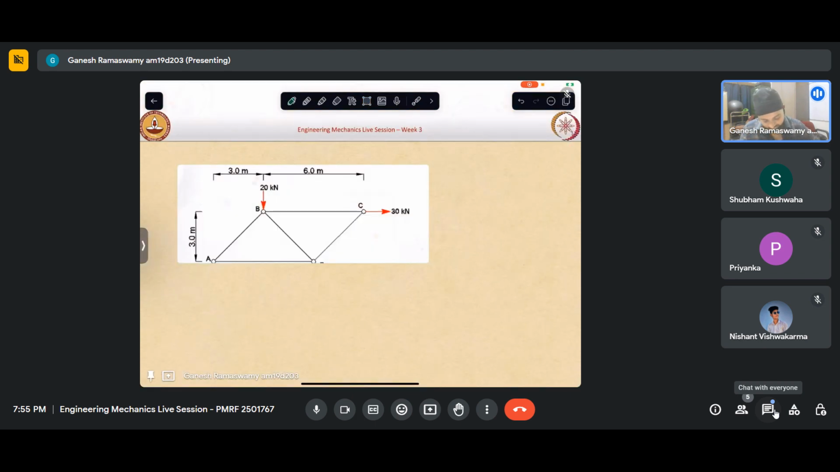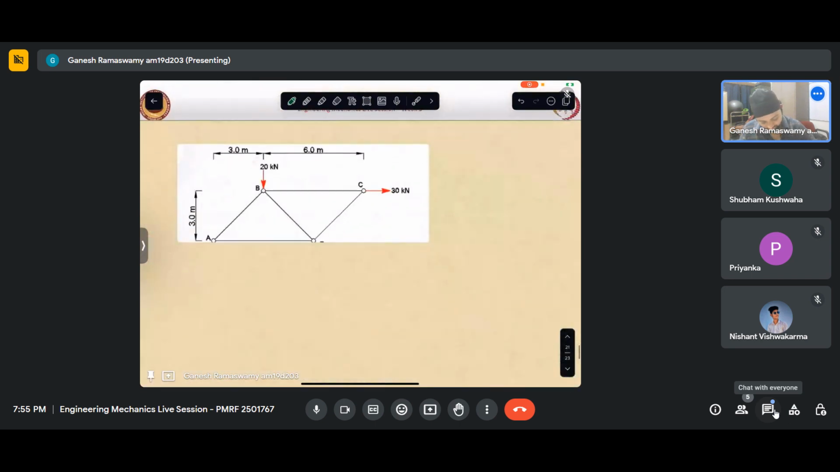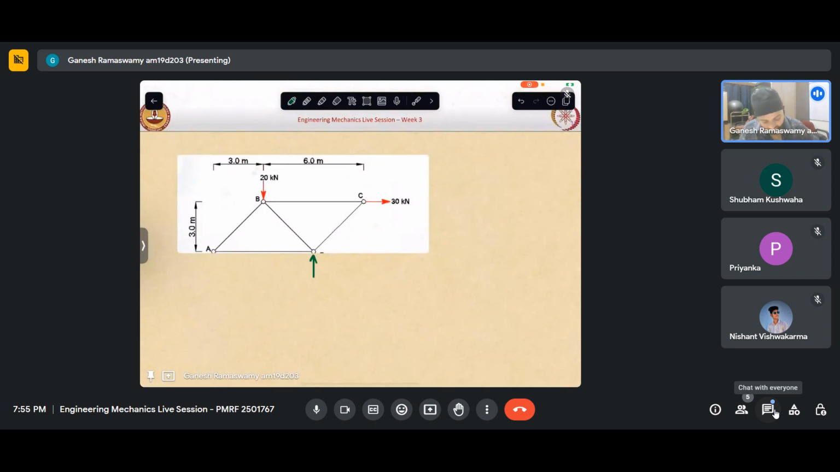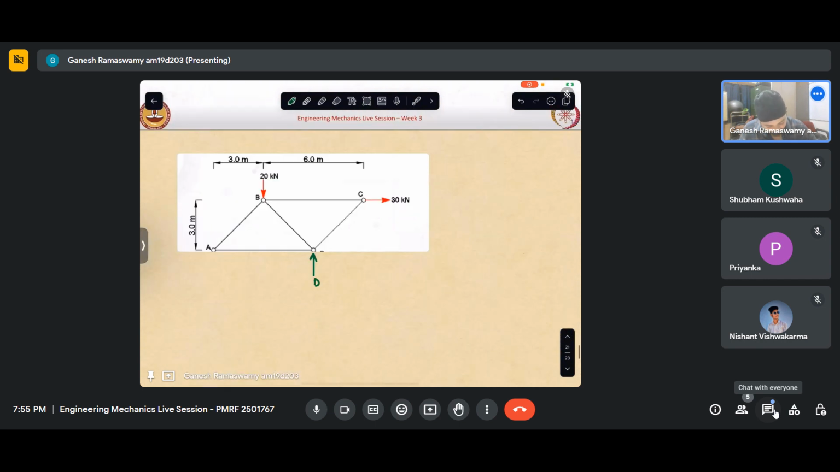I have a roller at this joint, which is D. So it is Dy, and I have a pin at A. So this is Ax and Ay. So simply by sigma Fx, I can see that Ax would have to be minus 30. So I need not even write this. I'll just put this as 30. So I have got this.